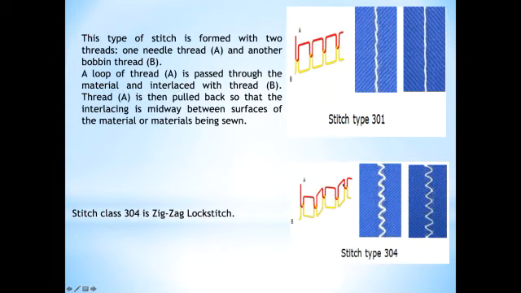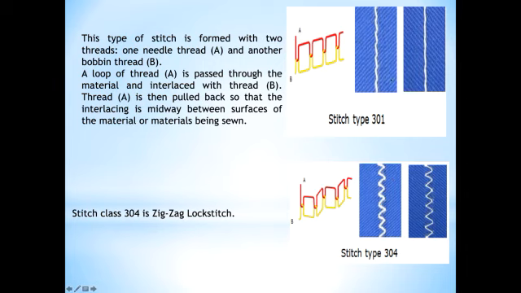So this is showing the stitch type 301 and 304. These are representing the further subclasses of the stitches. Like 3 is representing the stitch class, and 1, 3, 4 in the third place represents the subclass of that stitch. So this is another modified version of the stitch, where we have a zigzag appearance rather than this straight appearance.